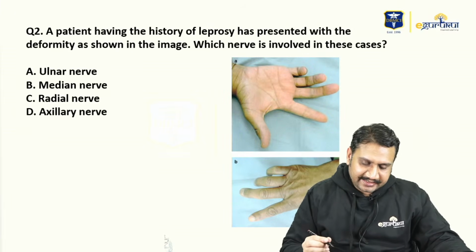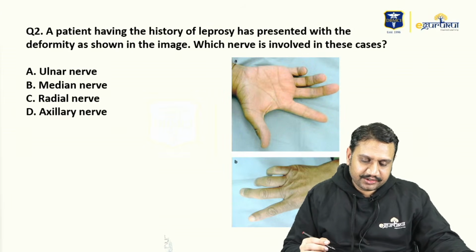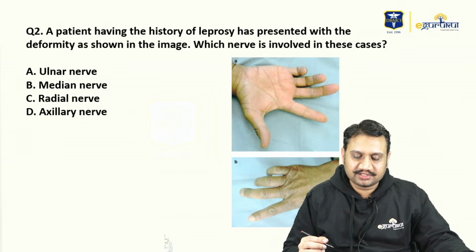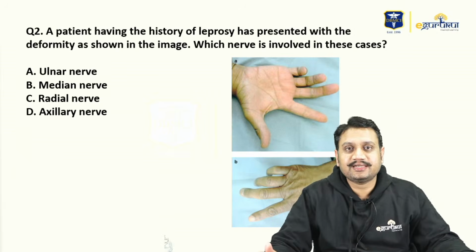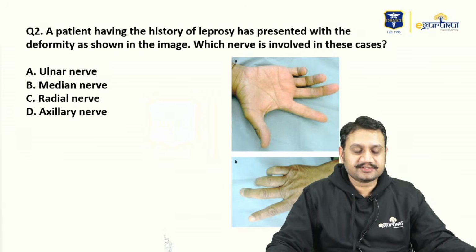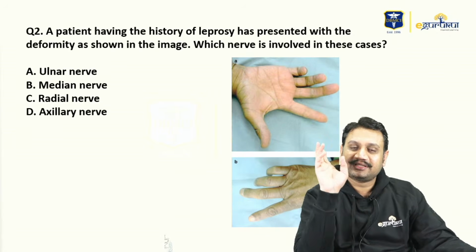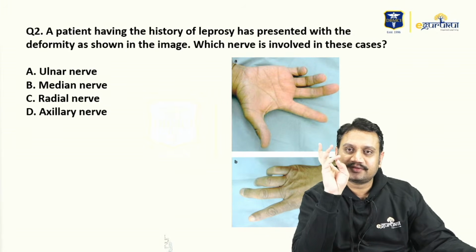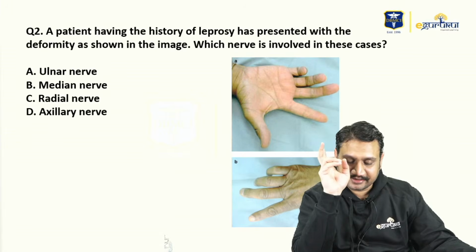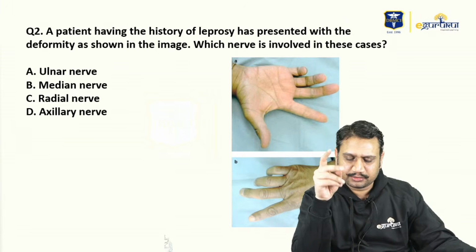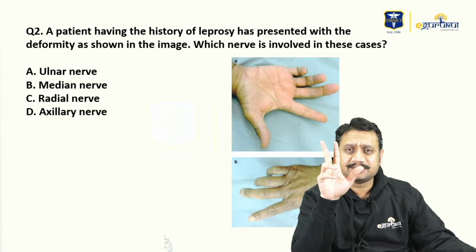Second was a patient with a history of leprosy who has presented with the deformity as shown in the image. Which nerve is involved in this case? Can you tell me which nerve is involved in these patients? Here the image shows the two fingers on the medial side, the little finger and the ring finger, are bent. The rest of the three seem to be all right.